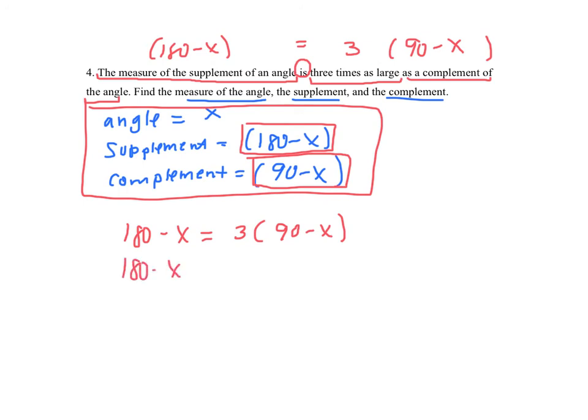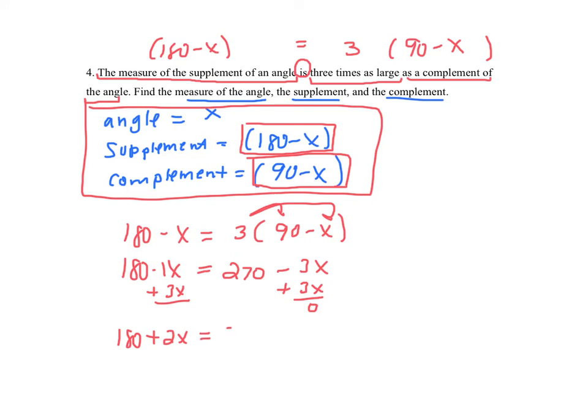Okay, now for the solving part. Distribute that 3 times 90, we get 270, and 3 times negative 1x is negative 3x. Okay, you can solve this in a couple different ways. I'm going to work on it so that the x becomes positive, so add 3x to both sides. Remember, this is negative 1x, I'm adding 3x to it, so I'm going to have a positive 2x. I have this 180 still, plus 2x now equals 270. Subtract 180 from both sides. It's going to leave us with 90 on this side.